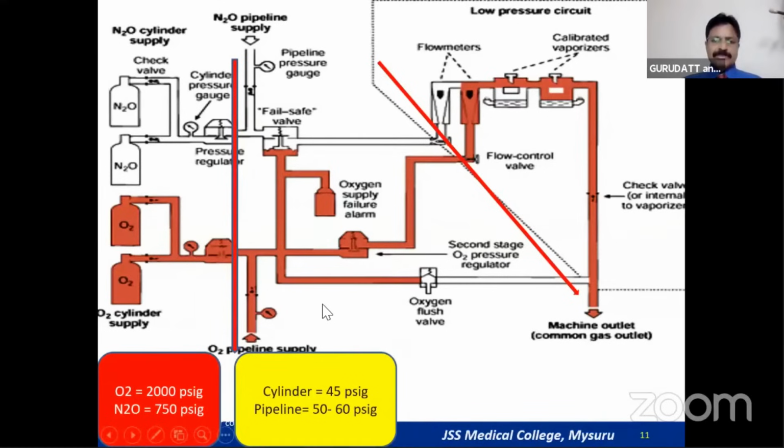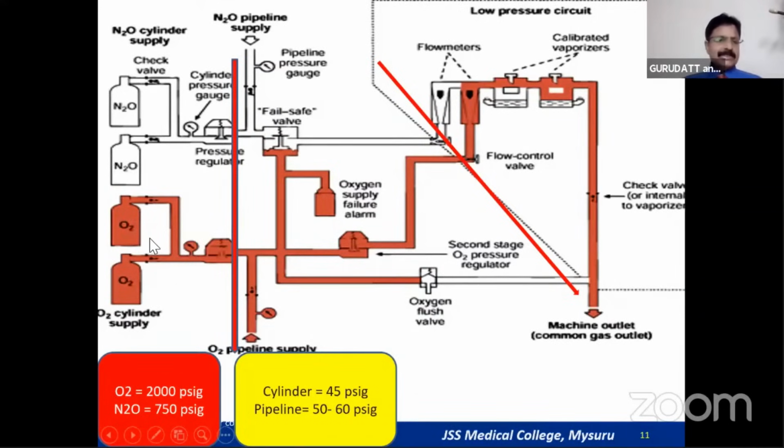So this is one common question that is asked. Now that is the reason. See, the pipeline pressure is entering into the intermediate system at 50 to 60 psig, whereas the cylinder pressure is entering into the intermediate system at 45 psig. This is deliberately done so that whenever you keep the cylinders open and also pipeline connected, only the pipeline oxygen is preferentially used. So this is very important. This you should always know. This is one of the safety features that is adopted.